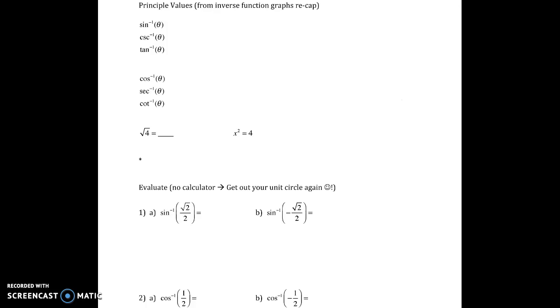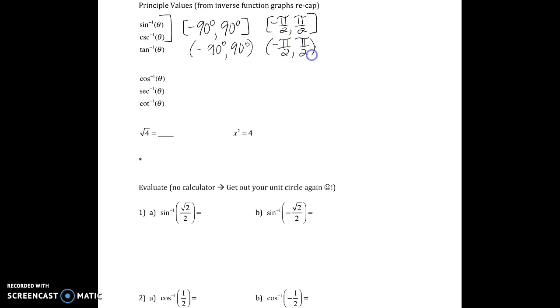In this first video, we're going to take a look at finding inverses using the idea of the principal values that we explored when we looked at the inverse function graphs. Just to recap, sine inverse and cosecant inverse are both going to have values that fall between negative 90 and 90, or negative pi over 2 and pi over 2, inclusive of those values. Tangent inverse will also be negative 90 to 90. Since it's undefined at 90, we're not getting actual values for those spots, hence the parentheses.